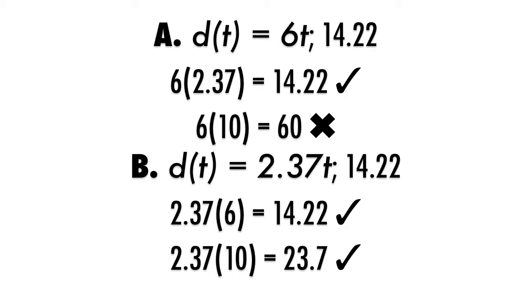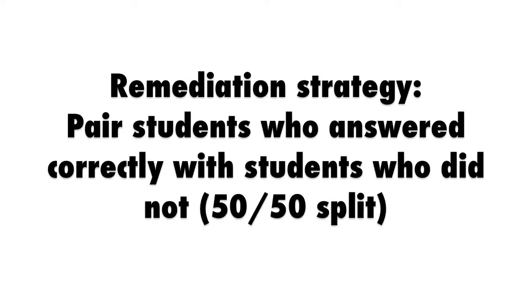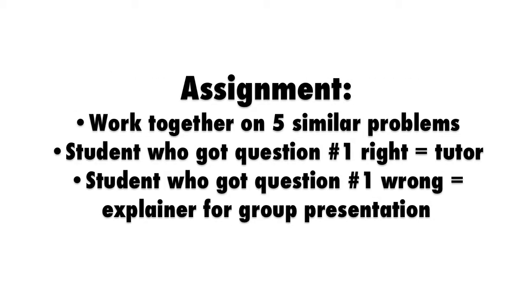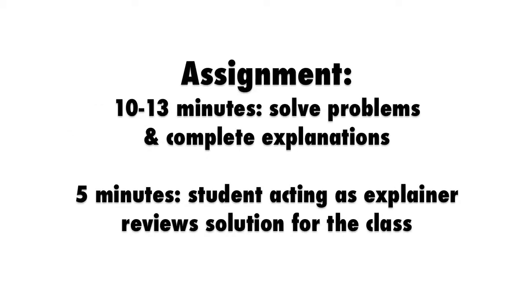As for the small group remediation, since there's a 50-50 split in my class, I'm going to pair them up, with each pair having a student that got it right and a student that got it wrong. Their task will be to work through 5 similar problems together, with the student that got it right serving as tutor and the student that got it wrong serving as the explainer for the group. In total, I would give them about 10 to 13 minutes to finish solving the problems and completing short explanations on each. At the end of that amount of time, the student that got the original question wrong would be asked to explain their solution to the class, which would take another 5 minutes or so.